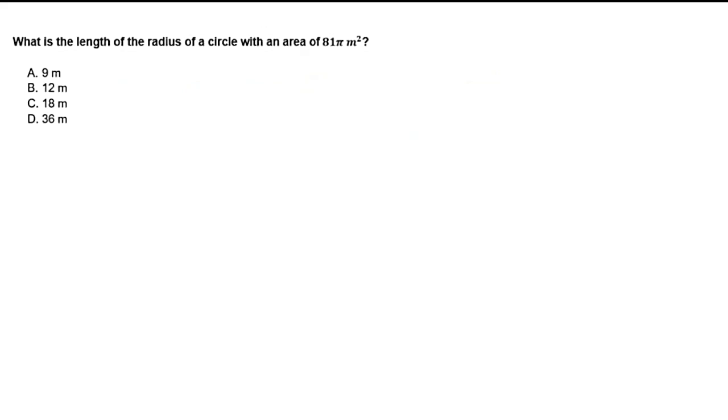Great job. What is the length of the radius of a circle with area of 81 pi meters squared? 9 meters, 12 meters, 18 meters, or 36 meters? Okay, in this problem, we're not provided an image to work off of, so I think it's always helpful to start by drawing out the shape, and let's label what we have so we know what we're doing. So we've got a circle here, and we know that the area of that circle equals 81 pi meters squared.